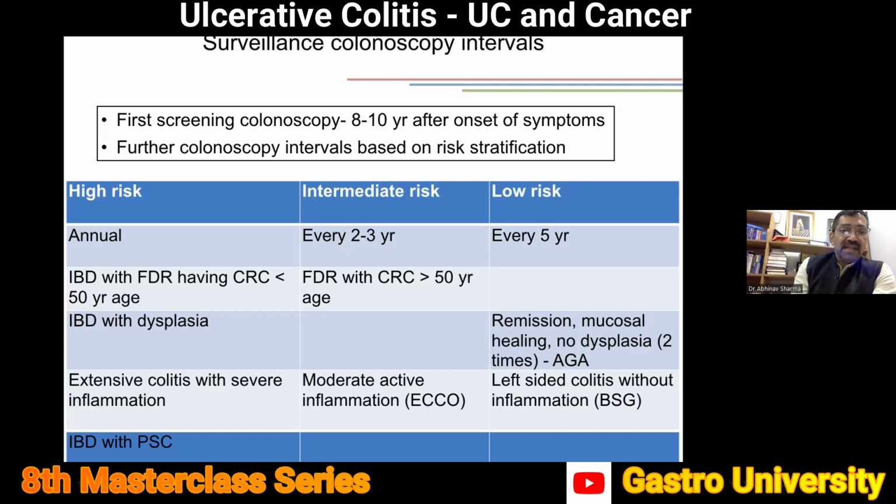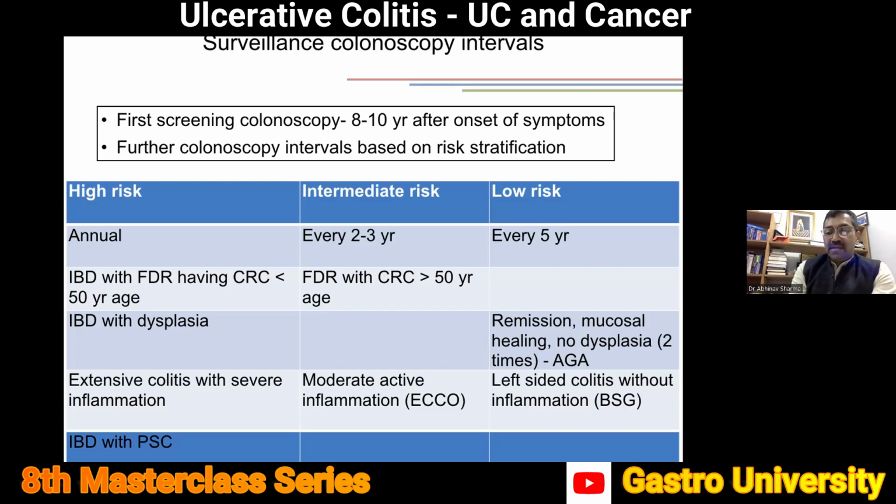So what is high risk? High risk are basically patients with IBD who have a first degree relative who had early colorectal cancer, that means less than 50 years. That qualifies for high risk. Intermediate is a first degree relative with CRC, but after 50 years of age. IBD with dysplasia, high risk. Extensive colitis with severe inflammation, high risk. And presence of primary sclerosing cholangitis is high risk. So these patients have to be screened annually. Another criterion outlined in the ECCO guideline is moderate active inflammation, which puts the patient into intermediate risk, and these patients would be screened every 2 to 3 years.